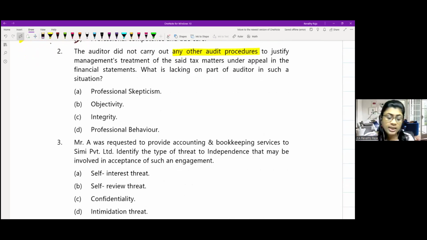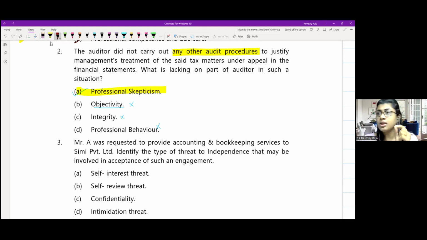Let us see. Here, objectivity means you are influenced, biased. Here you are not influenced, just that you believe them, you are not carrying out the procedure. So it's not objectivity. You're not giving any false report, just that you're believing them and not carrying out the procedure. It's not that you're failing to respond, it's not your behavioral part. It is professional skepticism.